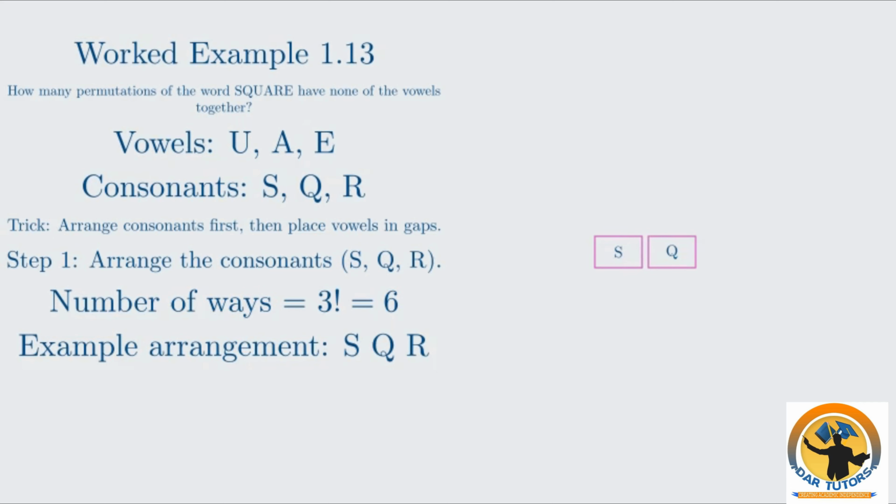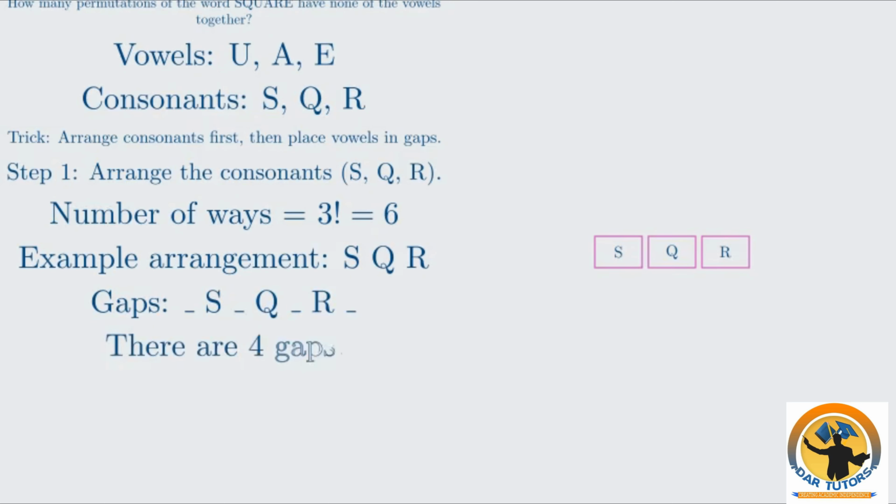Let's consider one such arrangement, SQR. Arranging the consonants creates gaps where the vowels can be placed so that no 2 are next to each other. For the arrangement SQR, there are 4 possible gaps: before S, between S and Q, between Q and R, and after R.